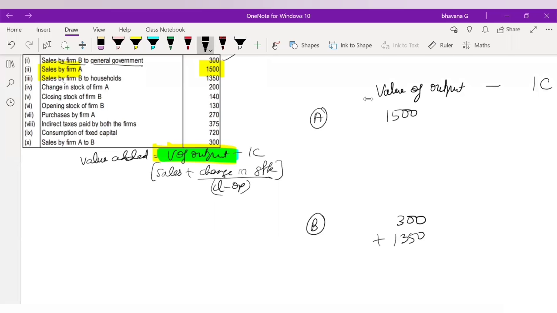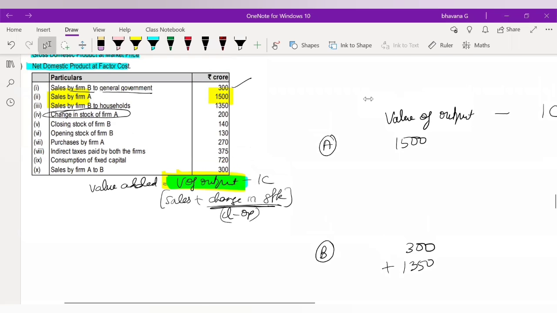Then you have change in stock of firm A. Where will you use this change in stock of firm A? To find out value of output. Once again, sorry guys, here this 1500 is not value of output. This 1500 is the sales figure. I just jumbled it. Total sales of 1500 they have given you.